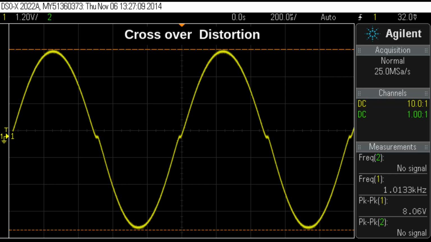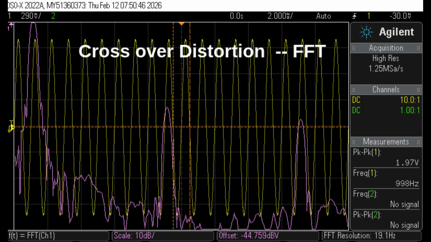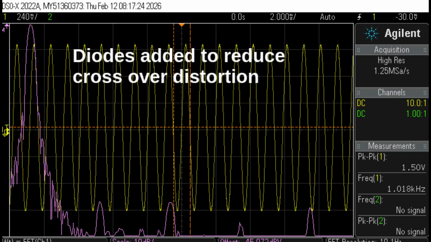This is called crossover distortion. It sounds terrible. Crossover distortion also looks terrible. Here we are in frequency domain and FFT. These are odd order harmonics. You're actually viewing harmonics 3 and 5. In this slide, I add back the two diodes, which greatly reduces the crossover distortion. Forward biasing the finals with the two diodes means that even a slightly positive or negative input signal will cause the push-pull finals to conduct on alternate cycles of their AC input waveform.